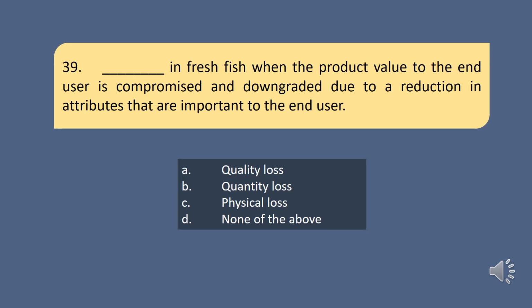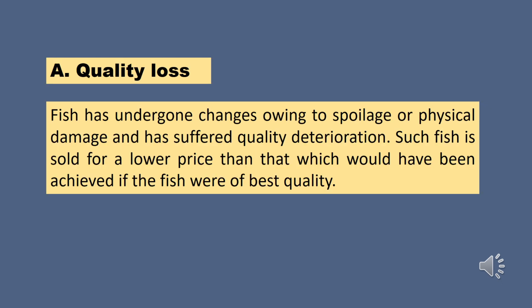39. Blank in fresh fish when the product value to the end user is compromised and downgraded due to a reduction in attributes that are important to the end user. A. Quality loss. B. Quantity loss. C. Physical loss. D. None of the above. 5, 4, 3, 2, 1. The correct answer is letter A. Quality loss. Fish has undergone changes owing to spoilage or physical damage and has suffered quality deterioration.